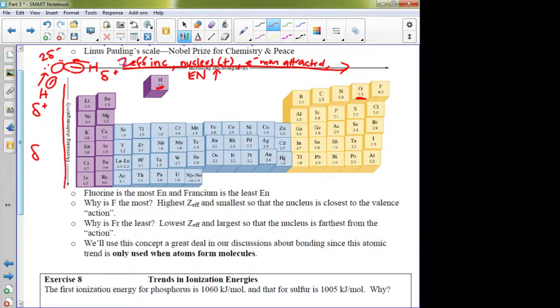As I go down the periodic table, I'm adding energy levels, which is adding distance. That means I'm decreasing my attraction between my electrons and my protons in the nucleus. Which means what's happening to my electronegativity? My electronegativity decreases.